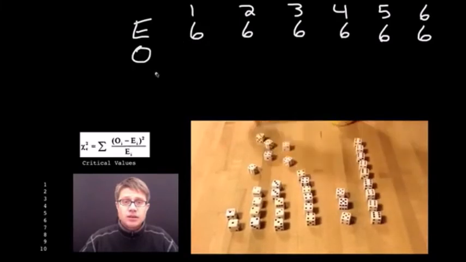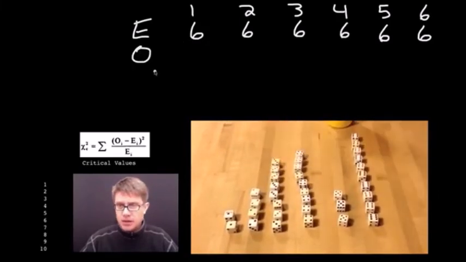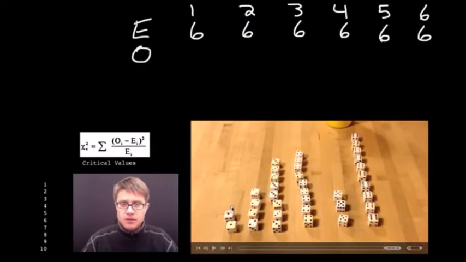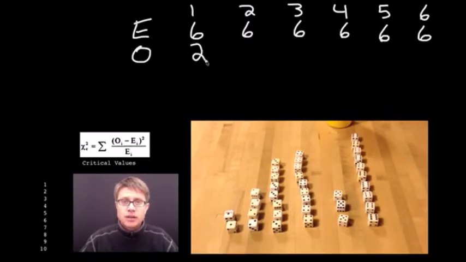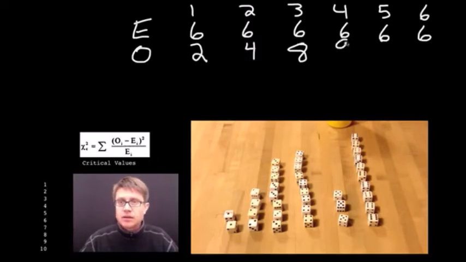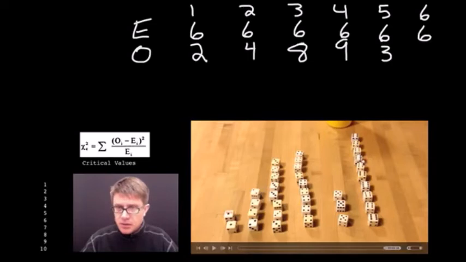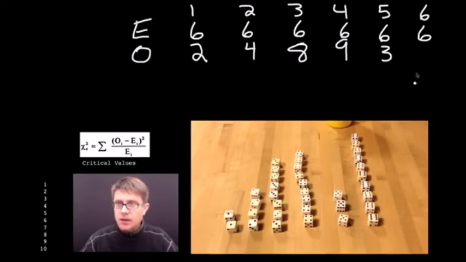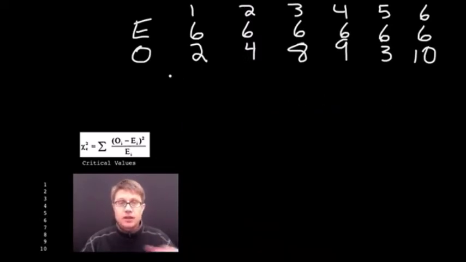But let's see what we get for observed value. Oh, it looks like we're getting a lot of 6s. If we look at the observed values, for 1 here we get 2 1s. If we look at the 2s, we get 4 of those. For the 3s, it looks like we get 1, 2, 3, 4, 5, 6, 7, 8 3s. For the 4s, we get 9. For the 5s, we just get 3. And then for the 6s, look at all the 6s. 1, 2, 3, 4, 5, 6, 7, 8. Okay, now we have to figure out a chi-squared value.